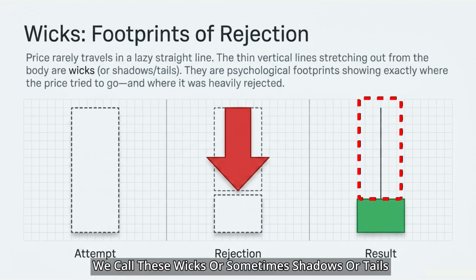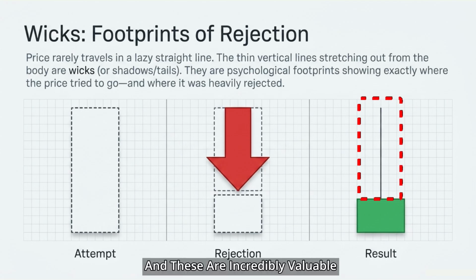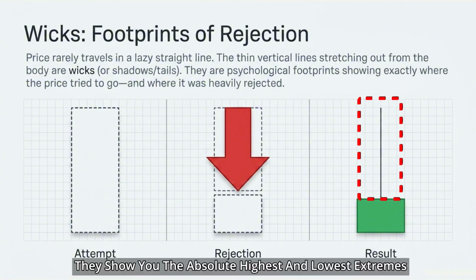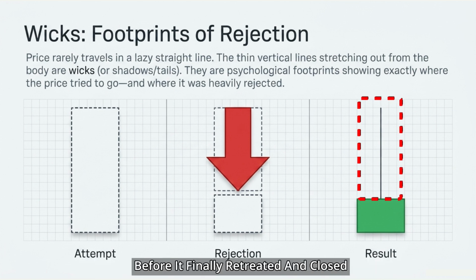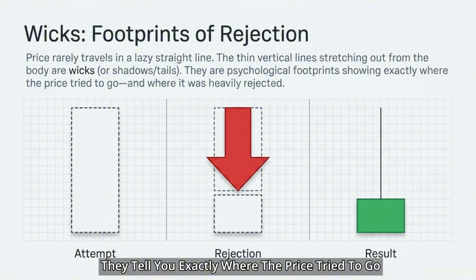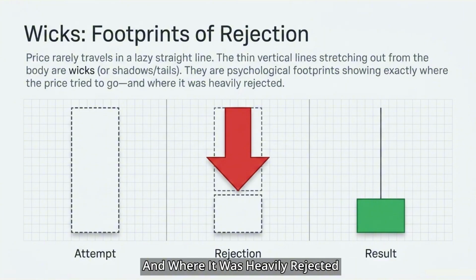We call these wicks, or sometimes shadows or tails, and these are incredibly valuable because they act like temporary footprints. They show you the absolute highest and lowest extremes the price touched during that period before it finally retreated and closed. Psychologically, they tell you exactly where the price tried to go and where it was heavily rejected.